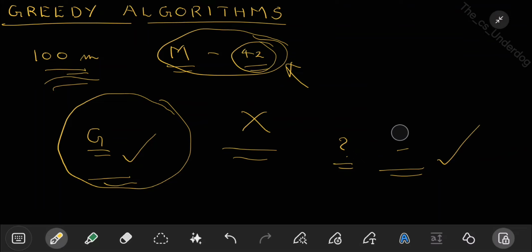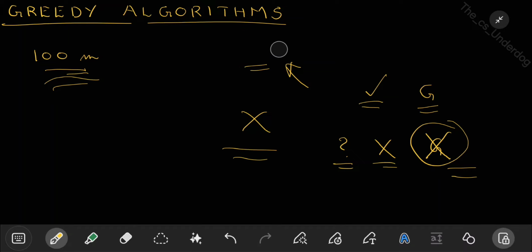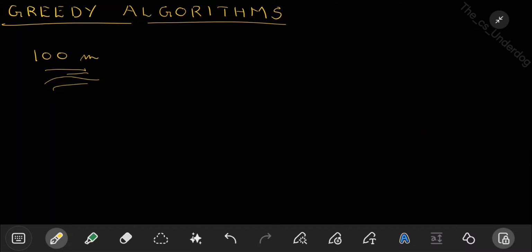So there are two properties that you have to look for. If both the properties are satisfied, that means you can go for greedy strategy. If either of these two properties are not satisfied, that is, if the first property fails or the second property fails, then you should not go for greedy and you should look for some other alternatives. Let us see what are the two properties that you have to be careful about in order to decide whether greedy is applicable or not.